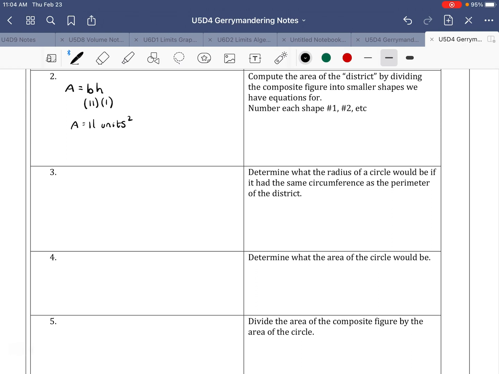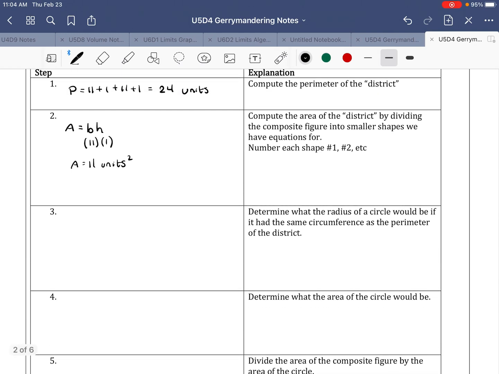Now, we need to find out what the radius of the circle would be if it had the same circumference as the perimeter of the district. So what we're going to do is take the perimeter and set that equal to our circumference equation and solve for radius. So we want the circumference to be 24, and we know 2 pi r is our equation for circumference.